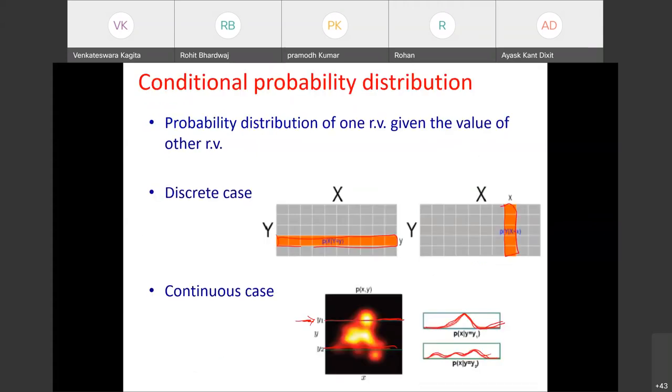Now you may be getting a doubt, where do we use all these probability distributions? So to clear all the doubts, let's go through one example, right? So let's go through one example.